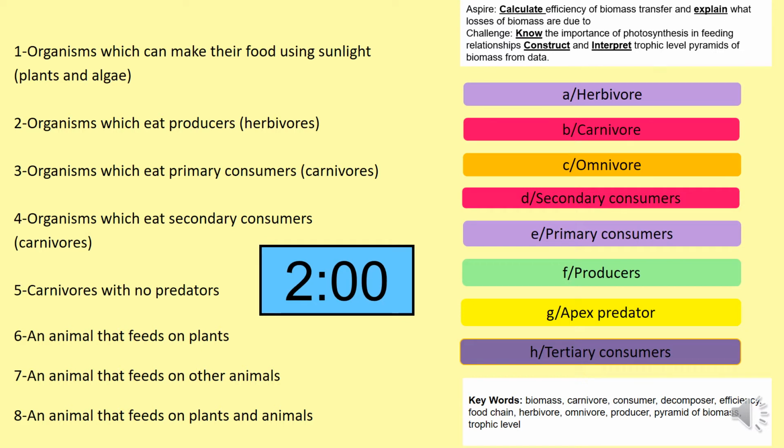Definition number 1, organisms which can make their food using sunlight, plants and algae. The answer to that would be F, which is the word producer. So I'd like you to do the others now. You've got 2 minutes to do that in. Away you go.